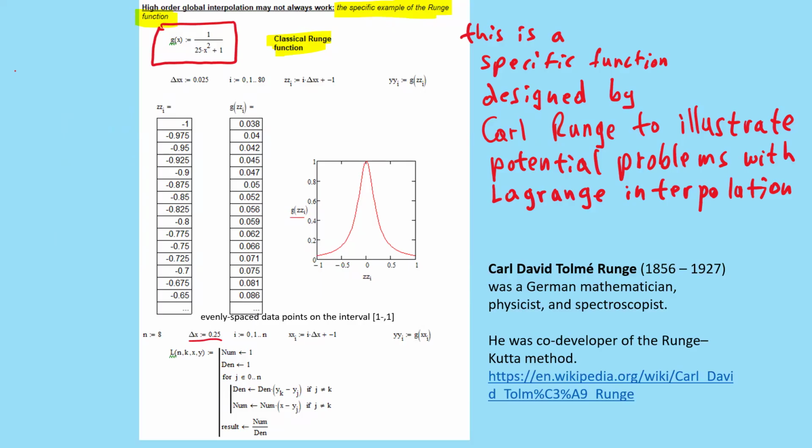In this slide, we are looking at an important example that shows a limitation of high-order polynomial interpolation. This function is called the classical Runge function, and it was specifically designed by Carl Runge to demonstrate the potential problem when we use higher order global interpolations. We are considering the interval -1 to 1, and this is the graph over this interval.